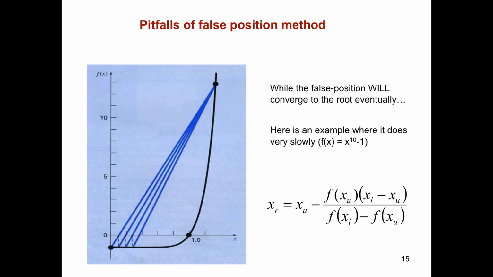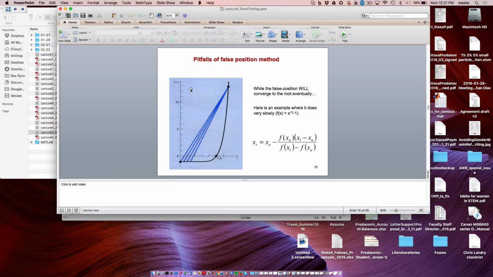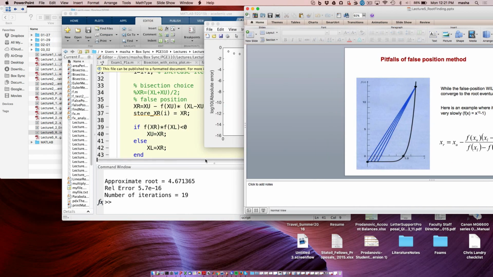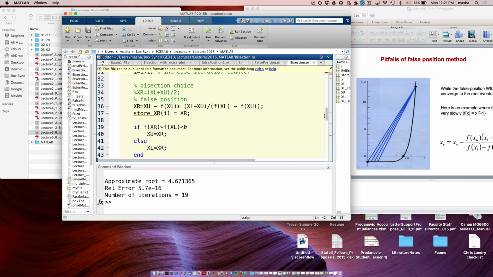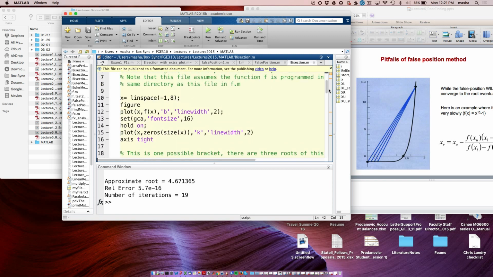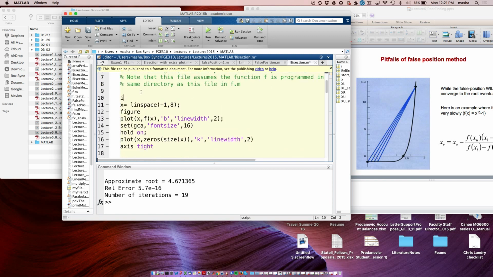Okay? If we want to quickly test that, I can modify this particular code. I'm going to modify this f to be y is equal to x to the 10 minus 1. And I'm going to ignore this plotting of the function, because I have it plotted, so I don't need that.